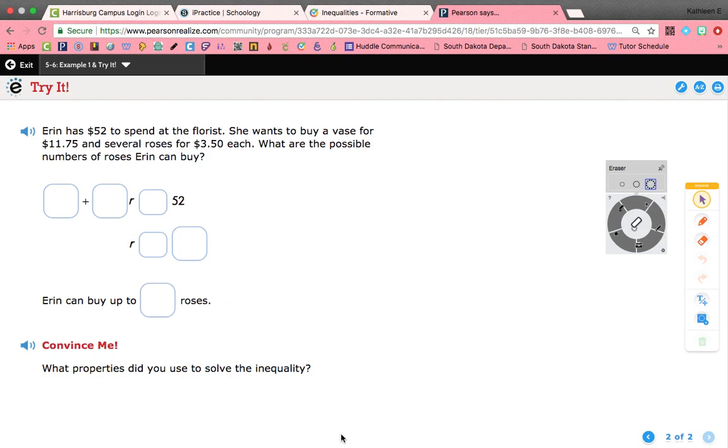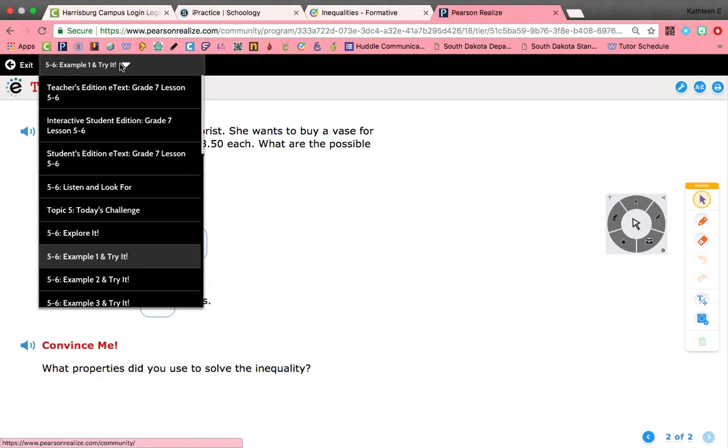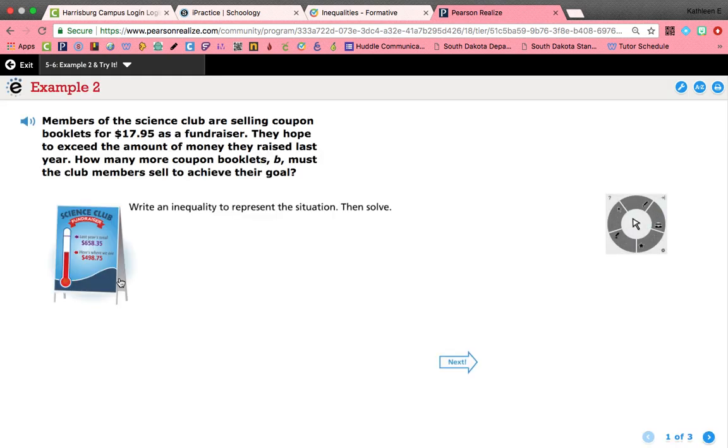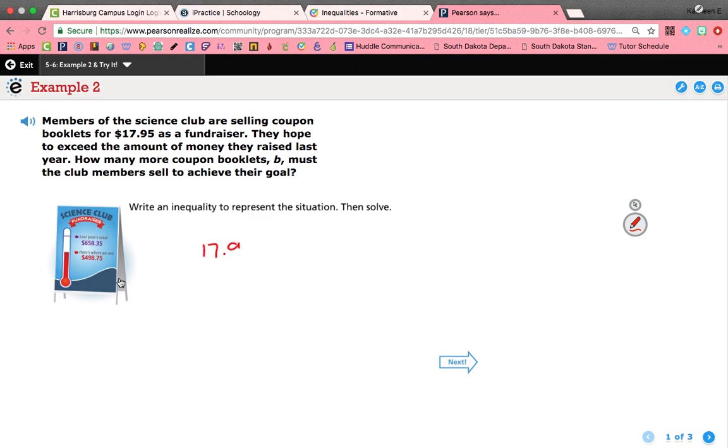All right, I'm moving on. Example 2. Members of the science club are selling coupon booklets for $17.95 as a fundraiser. They hope to exceed the amount of money they raised last year. How many more coupon booklets, B, must the club members sell to achieve their goal? So it's that per booklet, so we're going to put $17.95B.